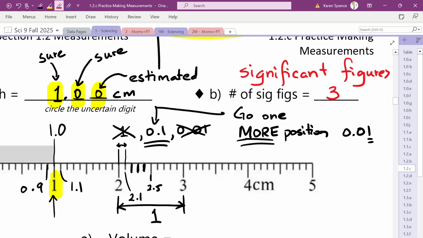And usually it's really easy because you just count up how many numbers there are in your number, right? How many digits are in your number? You go 1, 2, 3. When is it not? Okay. So this is when it gets tricky. It gets tricky when you have zeros.